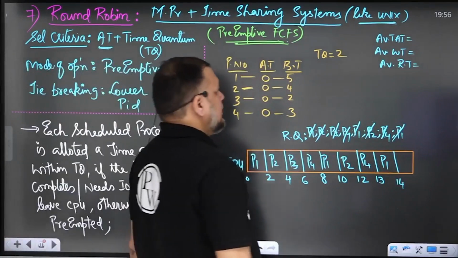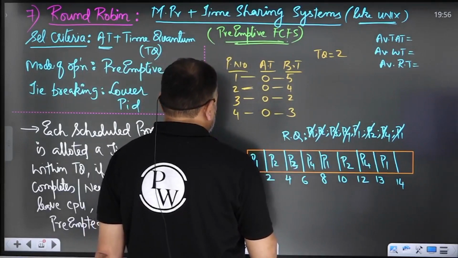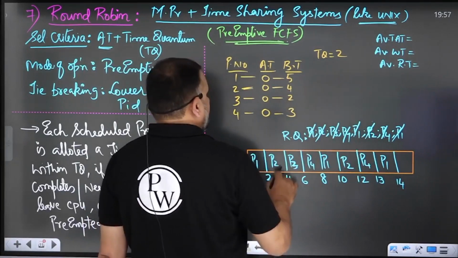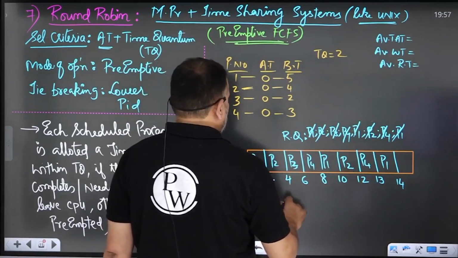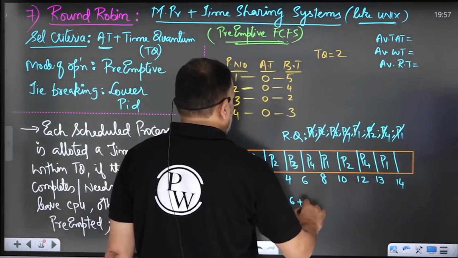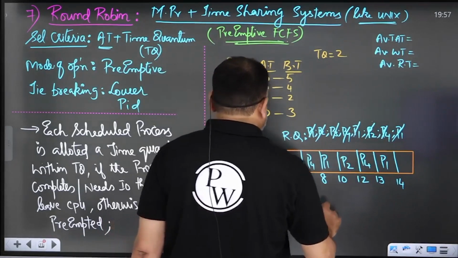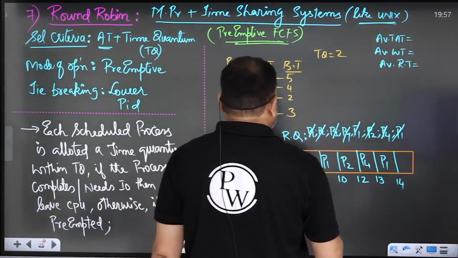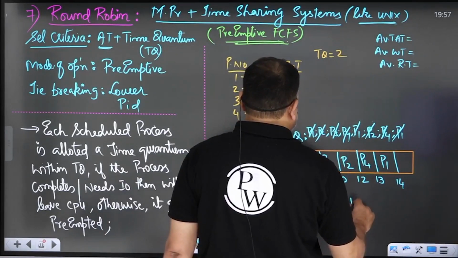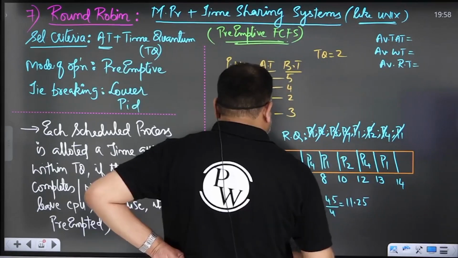So you can calculate average turnaround time. P1 completed at time 14, so 14. P2 completed at time 12, so 12. P3 at 6. P4 at 13. Divided by 4. So this is 26, 32, 45. 45 divided by 4 gives 11.25 average turnaround time.